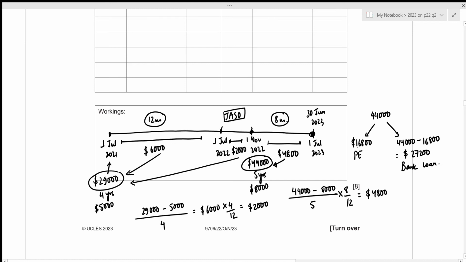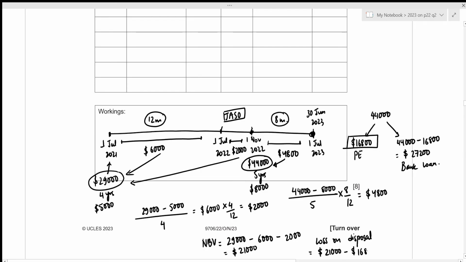Now we can also figure out whether or not there was a profit or loss on the disposal for the previous vehicle. We first need to figure out the net book value at the date of part exchange. Net book value is just the cost minus accumulated depreciation. The cost is 29,000. The depreciation for the first year was 6,000. Depreciation for the second year was 2,000. This gives our net book value to be 21,000. And the value that we actually received was 16,800, which is lower than the net book value. So there was a loss on disposal. And the value for loss on disposal is going to be the difference between the net book value and our part exchange value or the sales proceeds. This results in the loss of disposal to be 4,200.